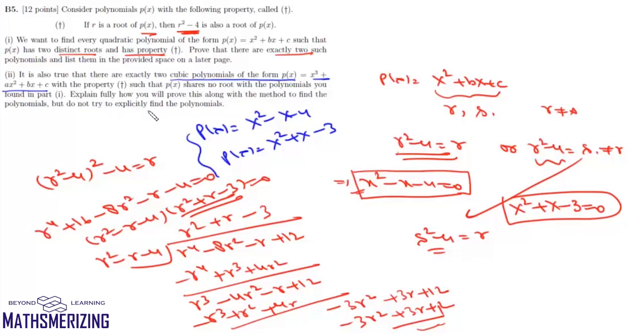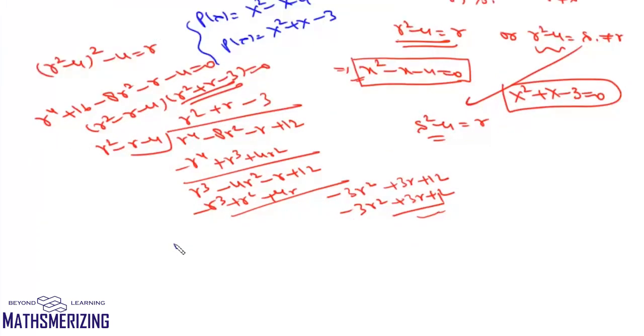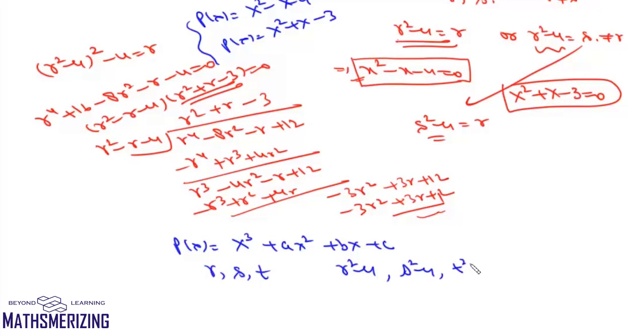Now we need to explain how you will prove this along with the method to find the polynomial, but we need not explicitly find those polynomials. Now we have this cubic equation p(x), which is x cube plus ax square plus bx plus c. Now here we have three distinct roots, say r, s and t. Now if r, s and t are roots of this equation, then r square minus 4, s square minus 4 and t square minus 4 are also roots of this equation.